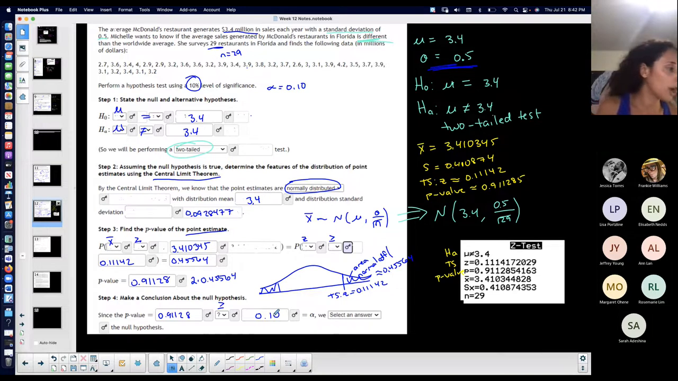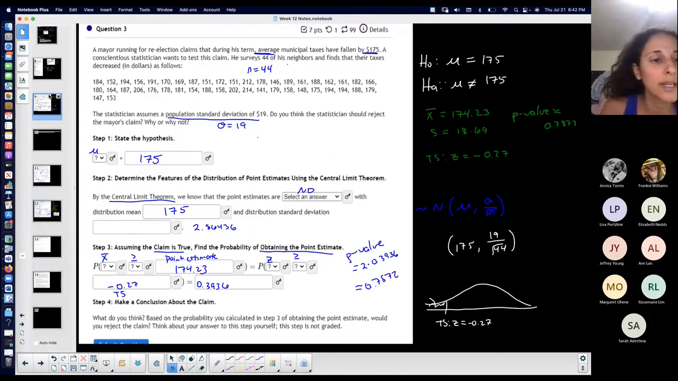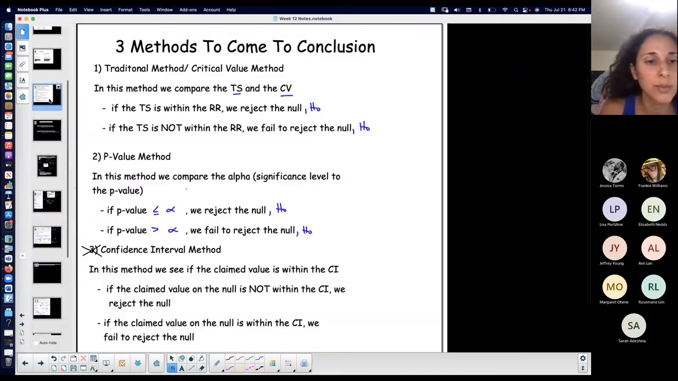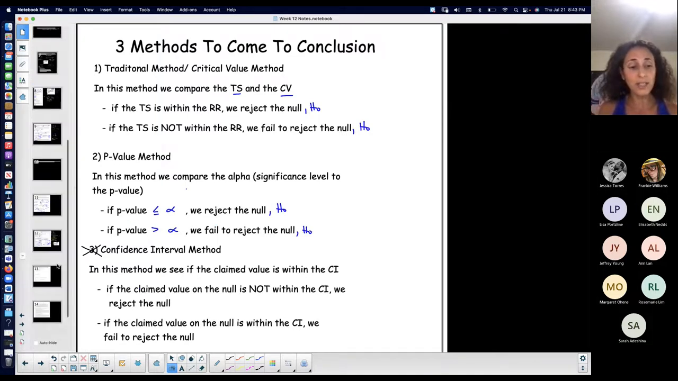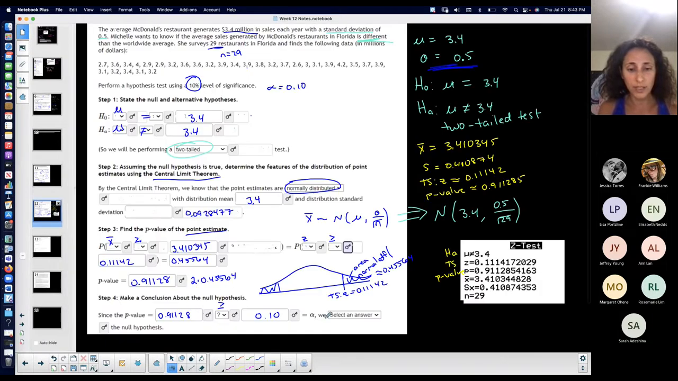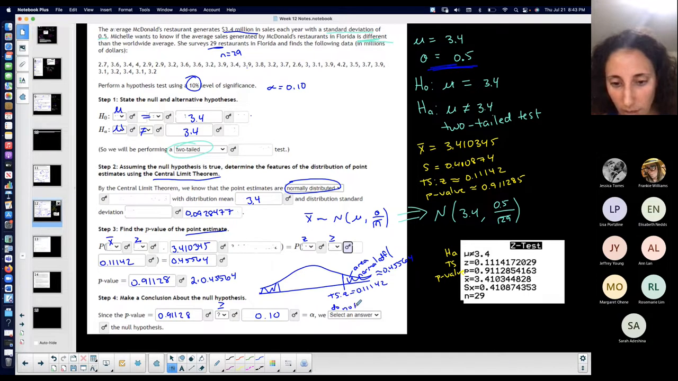We drop down. What does the drop down say? We reject or we do not reject. So let's go to my tests, and they're asking me to use a p-value method, and my p-value is way bigger than my alpha. It looks like they're going back and forth between fail to reject and do not reject, so know that they're the same thing. My p-value is way bigger than alpha, so we're failing to reject, which means we're not rejecting. That's what goes here. Do not reject the null hypothesis.